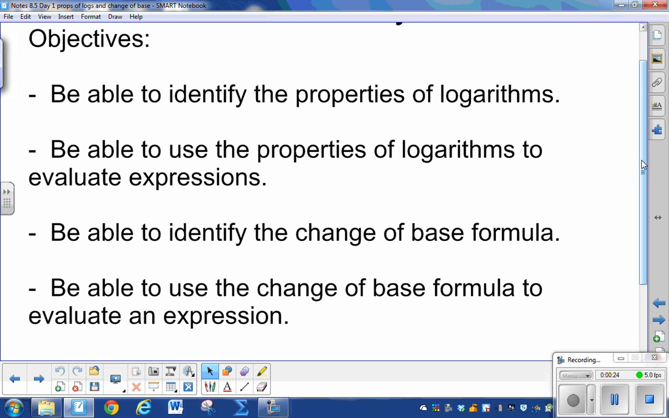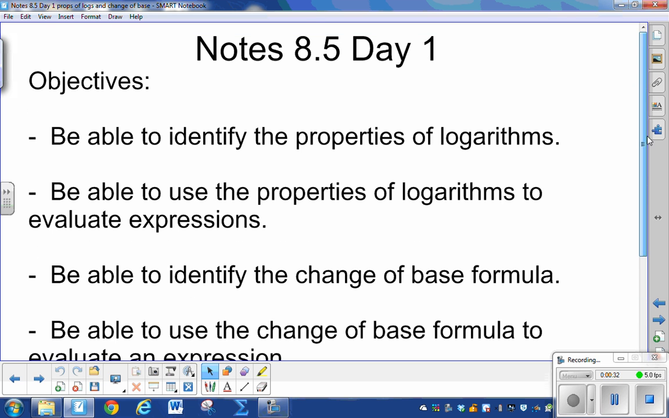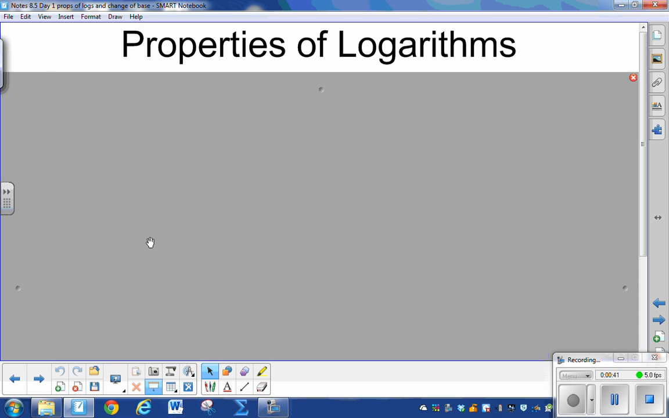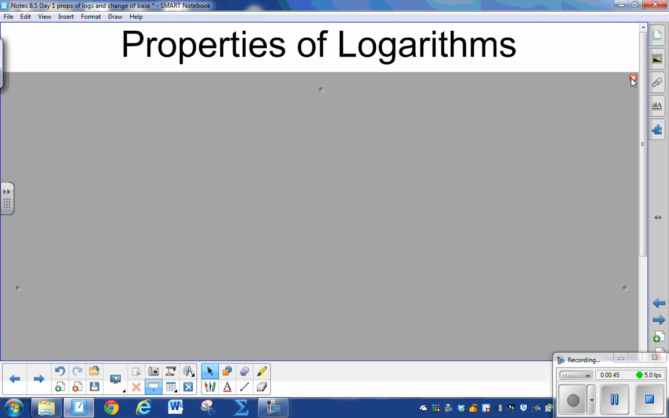I want you guys to be able to identify the change of base formula. Identifying is basically just knowing what it looks like, and then being able to use a change of base formula to evaluate. All right, so the first part, we did this in class. So let's go ahead and move past that. Properties of logarithms.